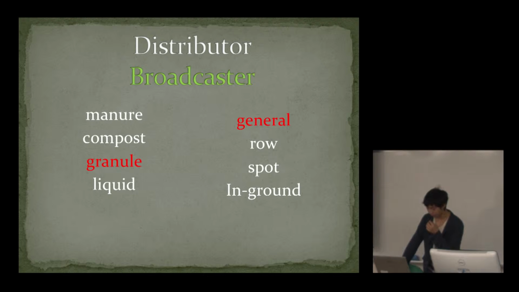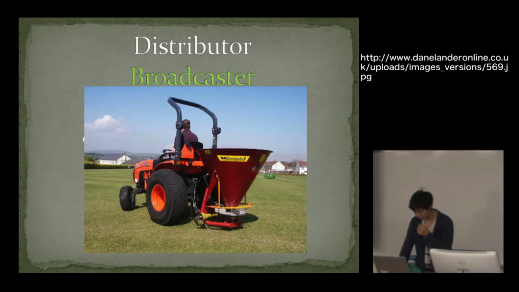Next is broadcaster. Fertilizer is granule and application is general. The broadcaster consists of a hopper and agitator, a controller of fertilizer amount, and distributes it onto the spinner or the spout, which provides energy to release and spread the fertilizer.